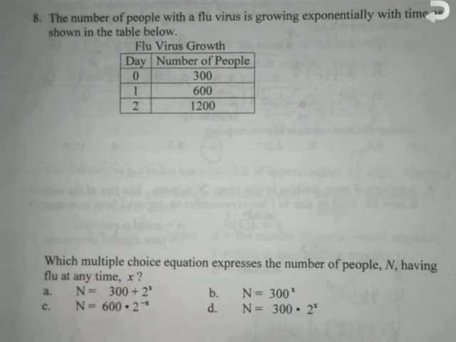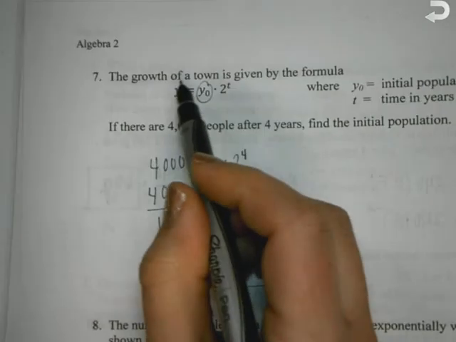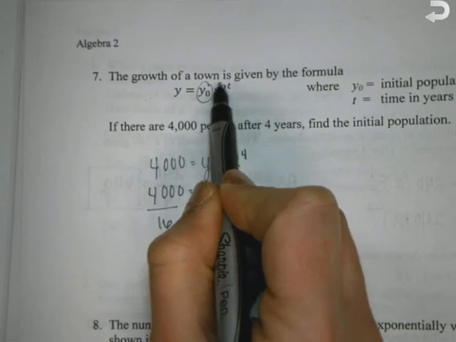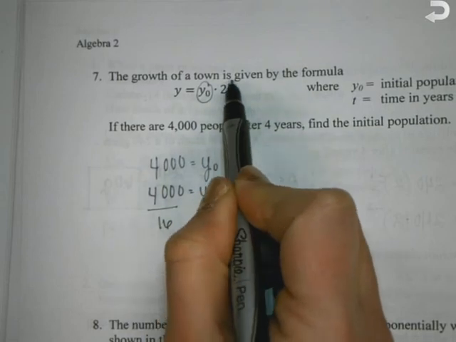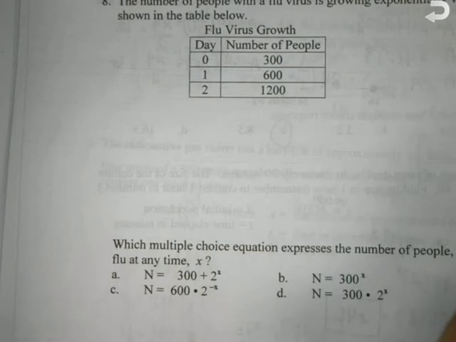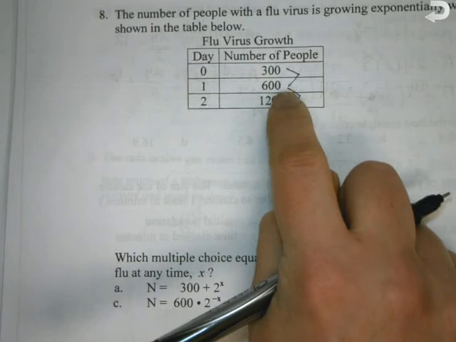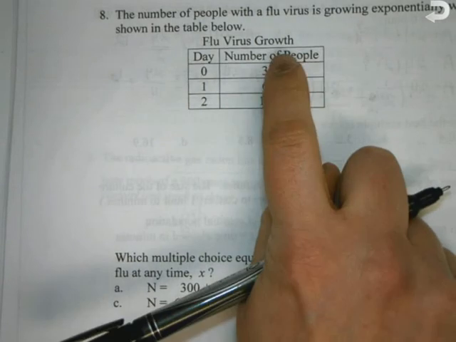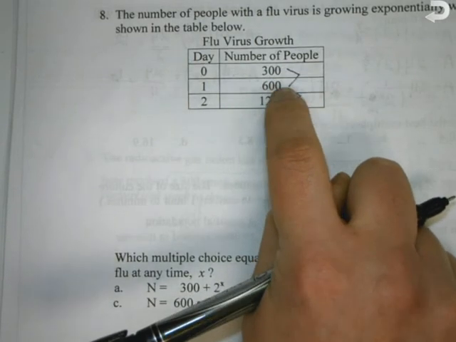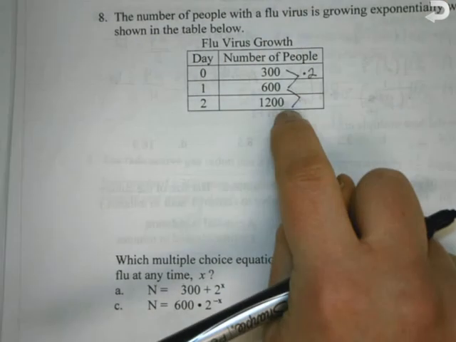So we need to look at how fast the number of people is growing. What am I multiplying 3 by to get 600? Times 2. What about 600 to 1200? Also by 2. Okay, so my base is going to have a 2 in it. Which one of these 4 answer choices does not have a base 2? B.